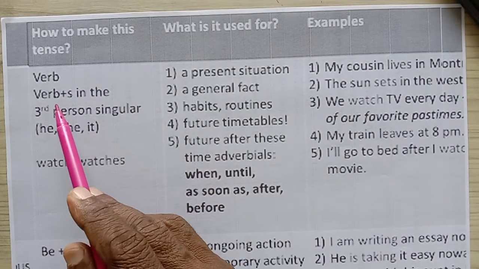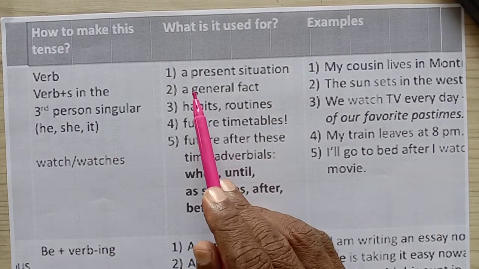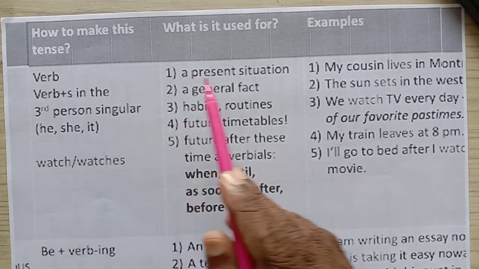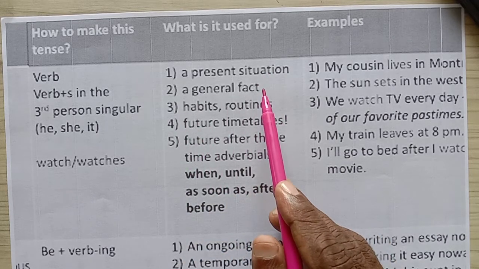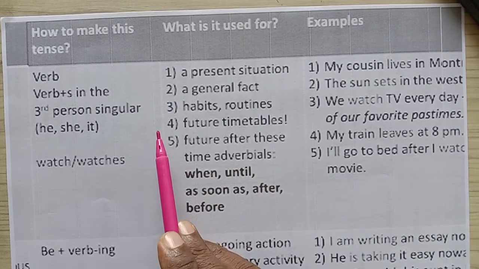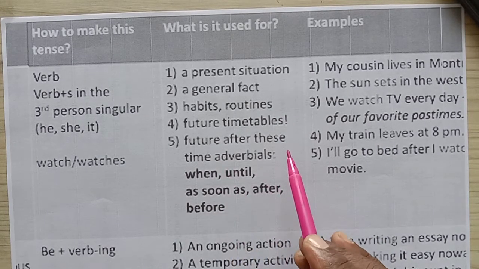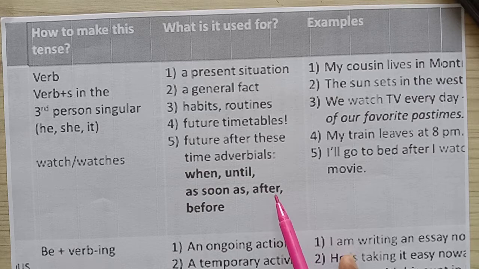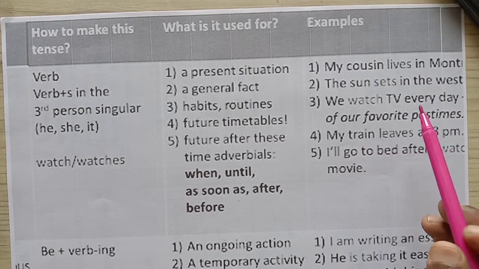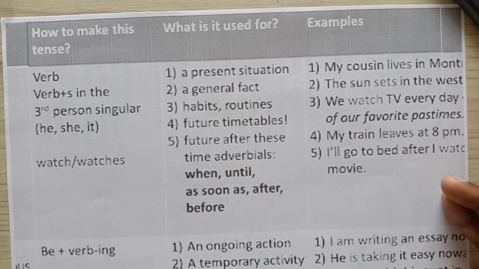Now, verb plus s in the third person singular: he, she, it. Where is it used? It is used for the verb in the present situation, as a general fact, for habits or routines, for future timetables, and for the future after time adverbials like when, until, as soon as, after, before. Here is an example: my cousin lives in Montreal.